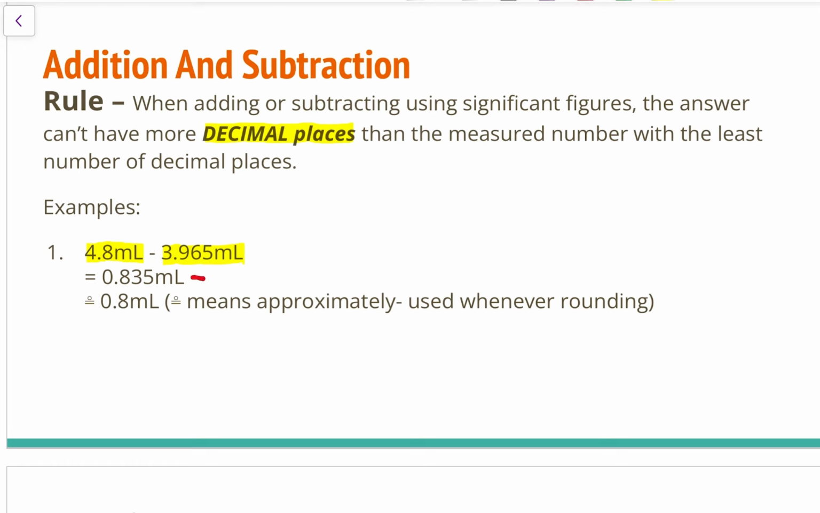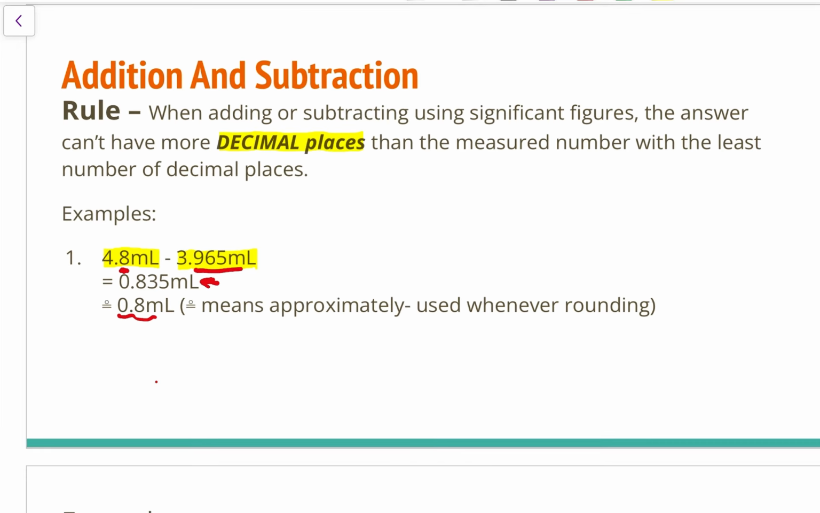The mathematical answer is 0.835. But when we apply our digit rules, this one only has 1 decimal place, where this one has 3. So the rule for addition and subtraction is you match the fewest amount of decimals. So although the calculator said 0.835, we need to round that to 1 decimal place. So 0.835 rounded to 1 decimal place becomes 0.8. The notation is basically an equal sign with a little circle on top, or I've also seen, instead of an equal sign, the top line gets squiggled. I'll take either one of those. If you're typing it, whatever's easier to find.